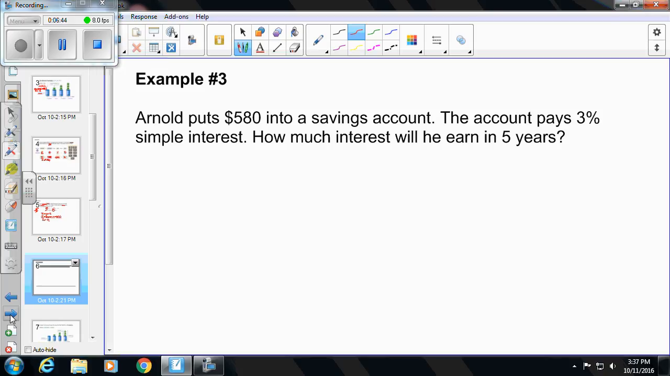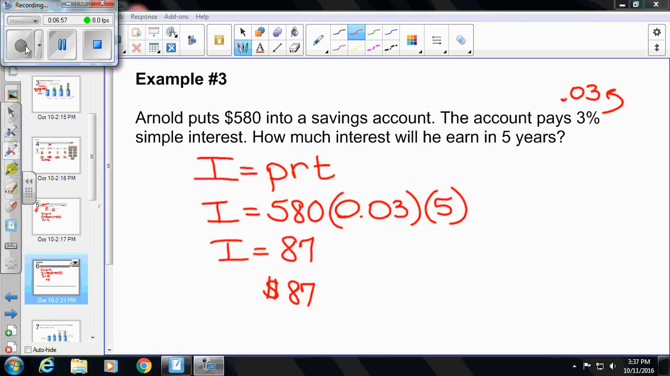Arnold puts $580 into a savings account. The account pays 3% simple interest. How much interest will he earn in 5 years? I want you to work on this and we'll come back and look at it together. I got Arnold to earn $87 in interest.